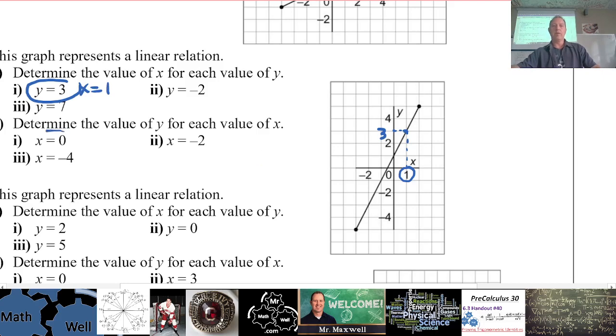Now, when x equals 0, so where's x equals 0? X equals 0 is right here. So I've got to find out what the y value is. I go up until it intercepts the graph, and that is y equals 1. So they're always partners on the line. One is a y value, and one is an x value. So if you know the one, you can always find the other.